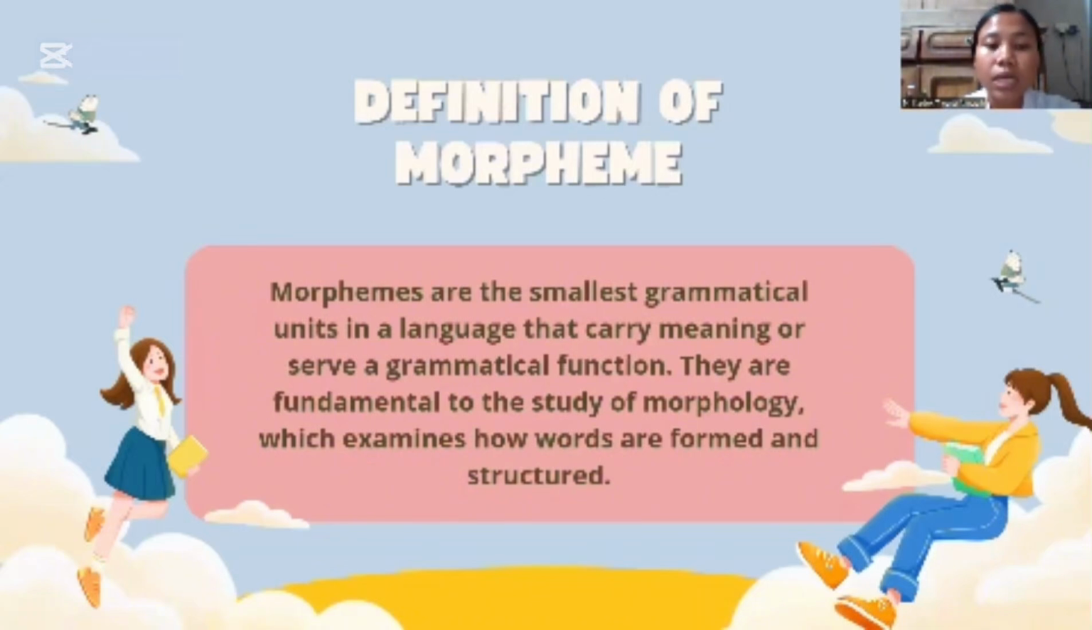For example, the word cats. The word cats consists of two morphemes. Cat is the base word, and then the s indicates the plurality, so cats has two morphemes.